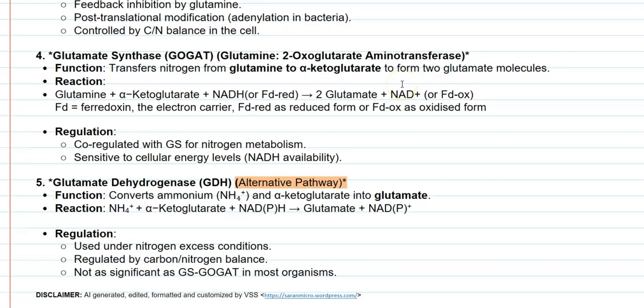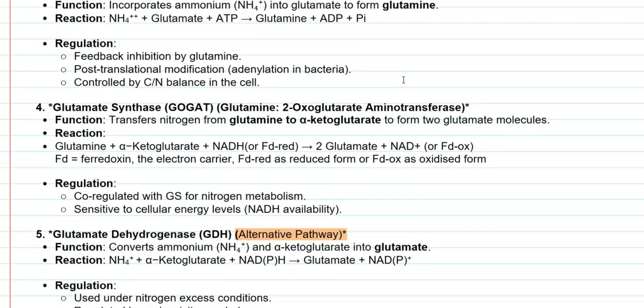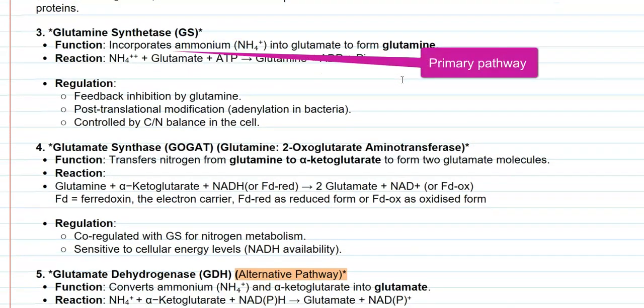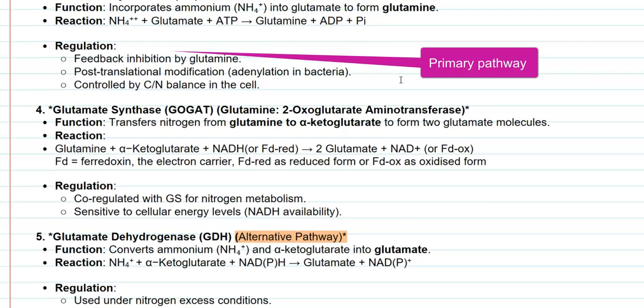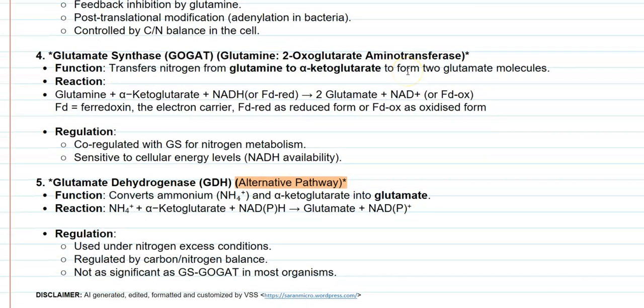The next important enzyme is glutamate dehydrogenase. The way in which nitrogen is assimilated using this particular enzyme is referred to as an alternative pathway. It means that glutamine synthetase as well as glutamate synthase based assimilation is the primary pathway of nitrogen assimilation. This enzyme incorporates ammonium ions into the alpha ketoglutarate molecule with the help of energy in the form of a reduced equivalent, that is NADPH, which results in the formation of glutamate.